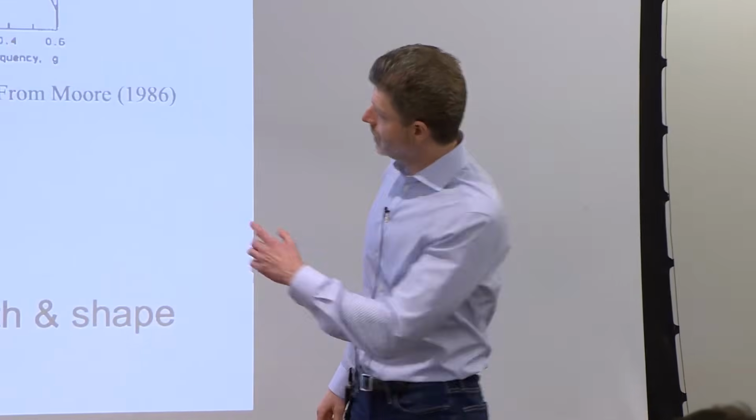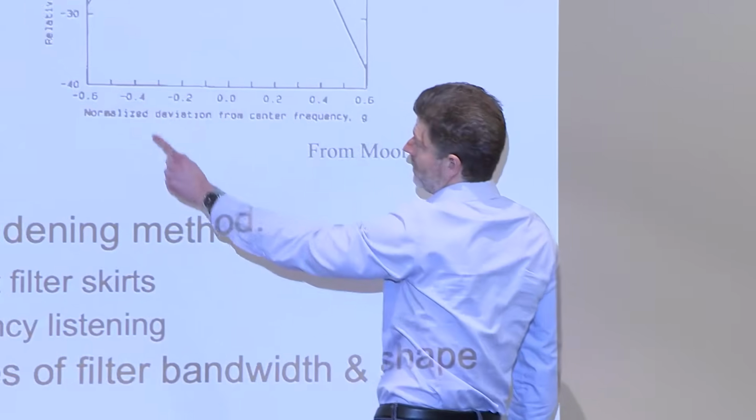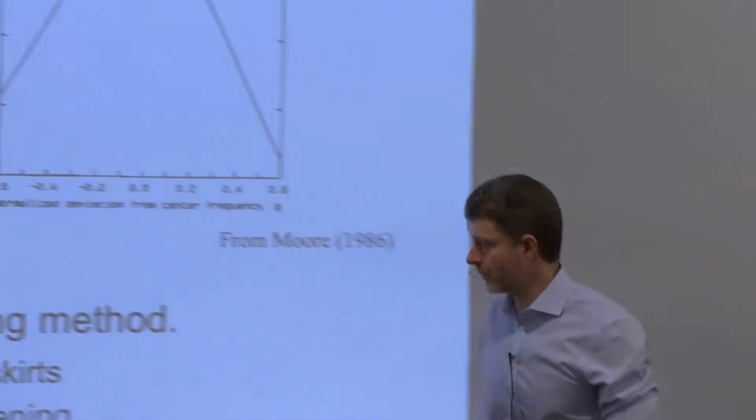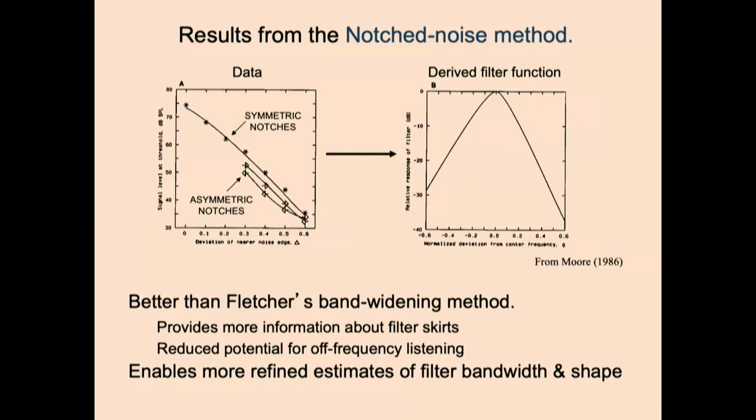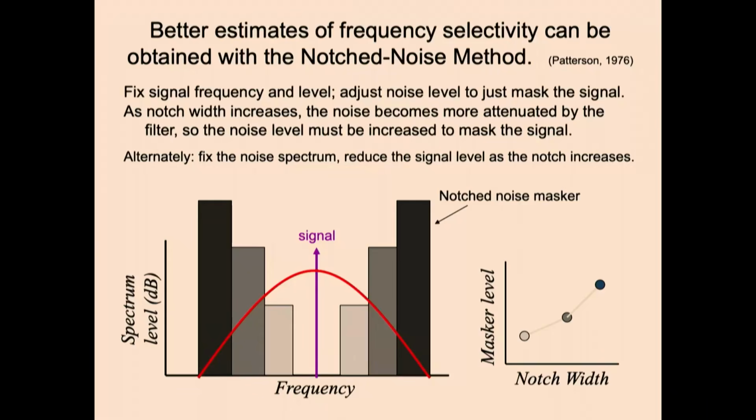This is just an example of a derived filter function, where you have the response of this measured filter as a function of frequency. The notch noise method is generally acknowledged to be better than Fletcher's band widening method, so it gives you more information about the filter skirts. It also has the advantage that it reduces the potential for what's called off-frequency listening. The whole point of the experiment is to try to characterize the red filter, the one that's centered at the signal frequency.